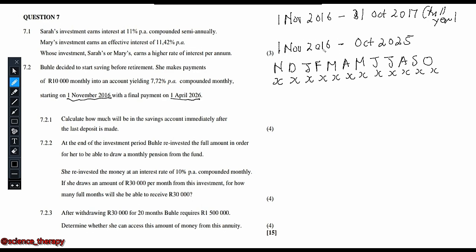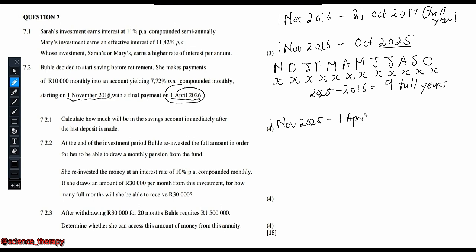We make a payment. So this will be going on for how many years? From 1 November 2016 to October 2025. We do understand that in between here, that's 2025 minus 2016, which is equal to 9 full years, right? So this will be taking place for 9 full years. But then as soon as it's now November 2025, all the way to the final payment, which is on 1 April 2026, this is what will happen.